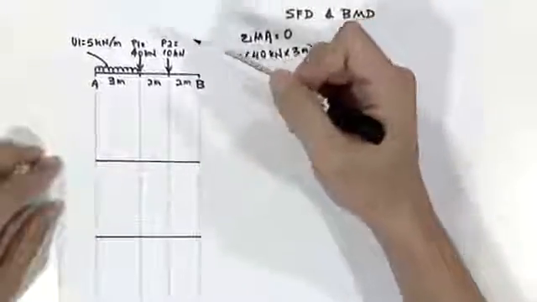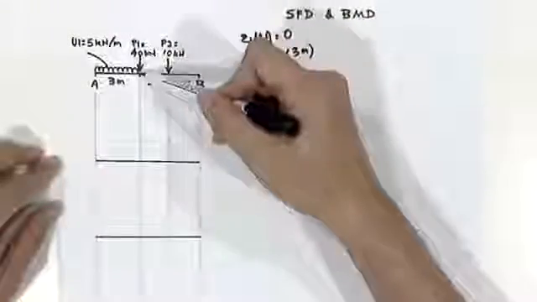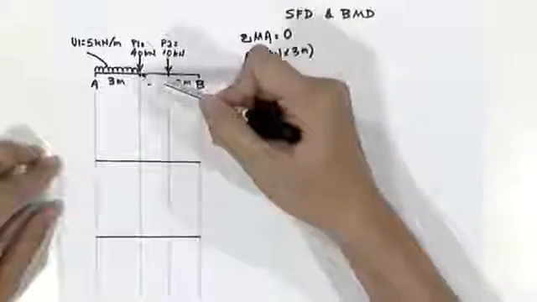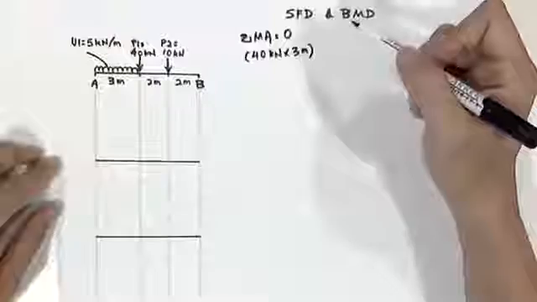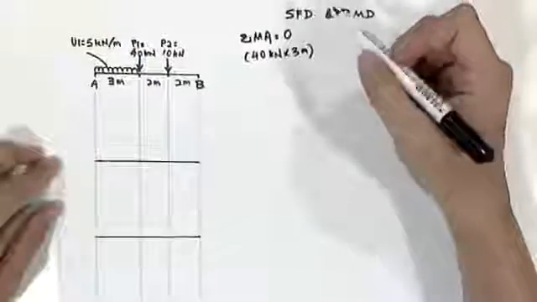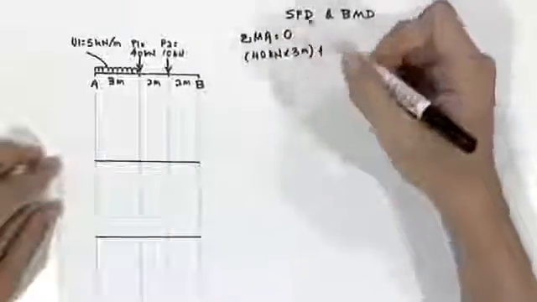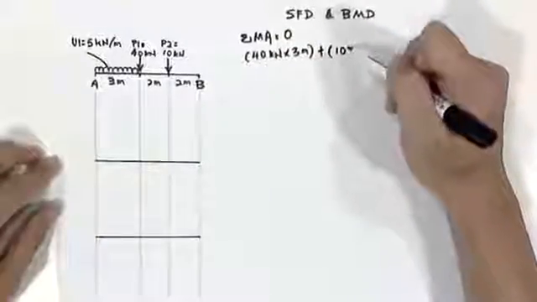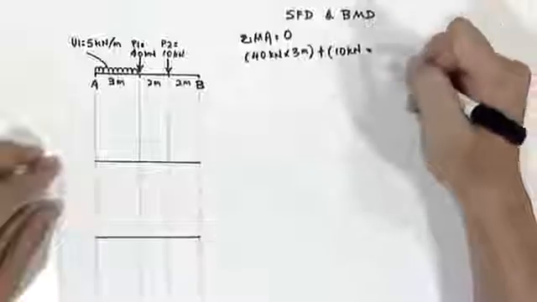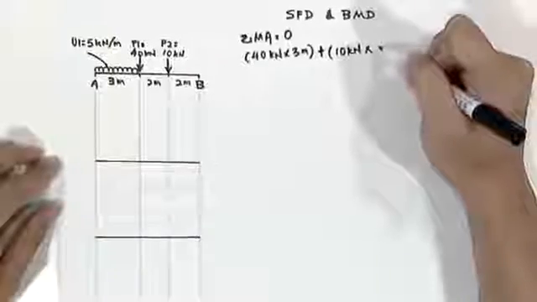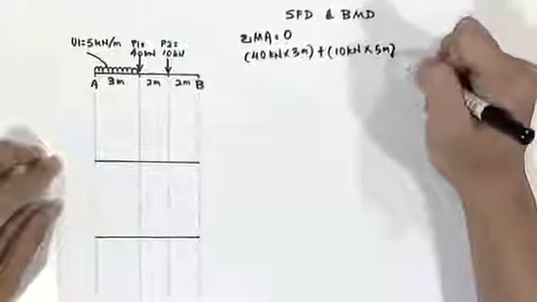So this is because you have to calculate from the load times the distance from point A, because we are using point A as our point of reference. The next thing will be P2, 10 kilonewton times the distance from point A, which is 5 meter.